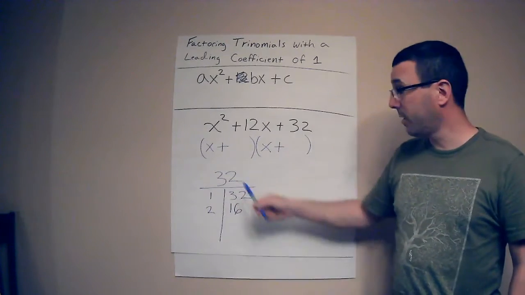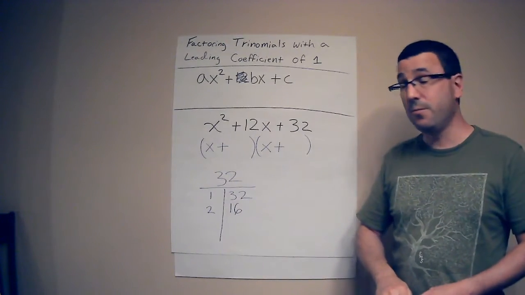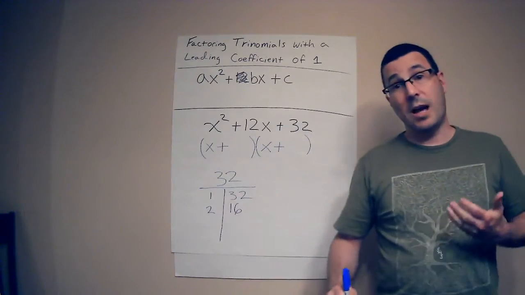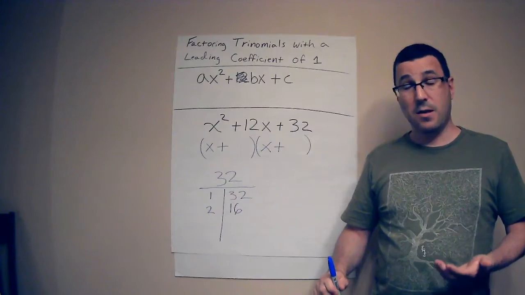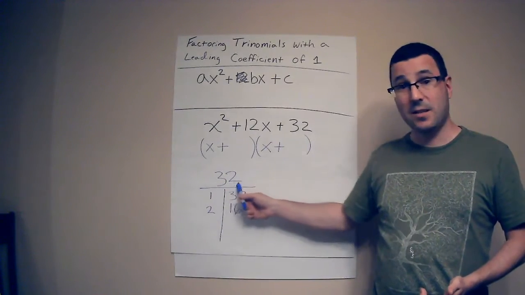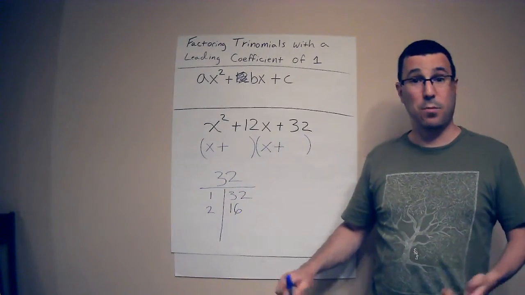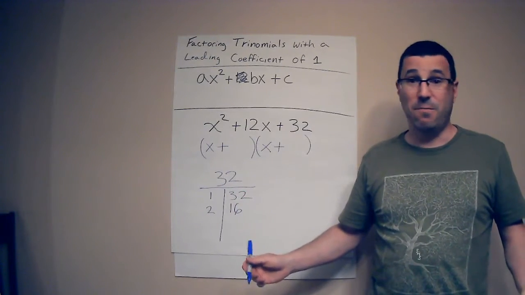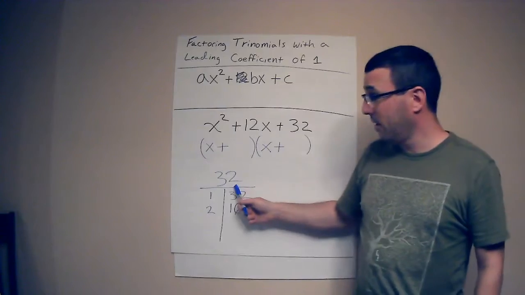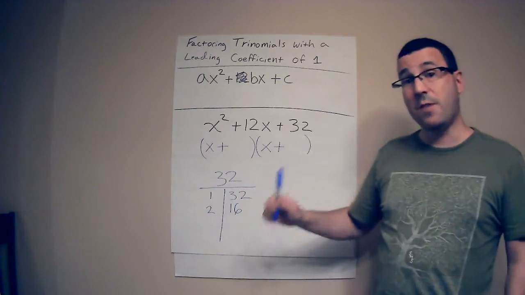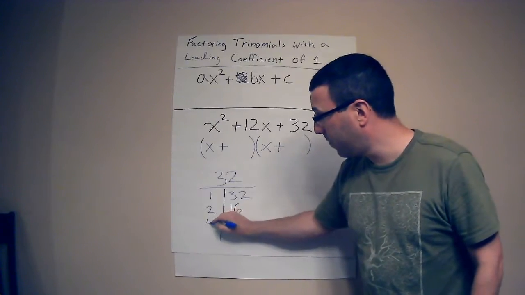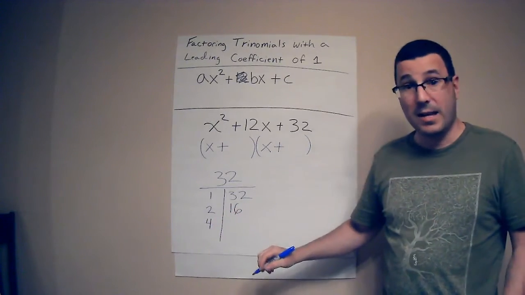16. Does 3 go into 32? No, it does not. How do I know? Because I know something can be divided by 3 if when I add its digits together, I get a multiple of 3. 3 plus 2 is 5. 5 is not a multiple of 3. 32, can it be divided by 4? Yes, it can. So, 4 and 8.